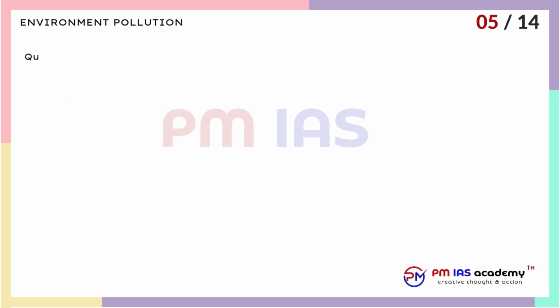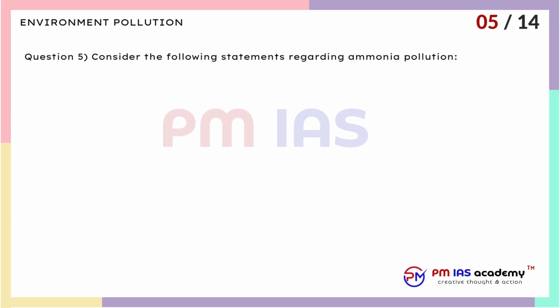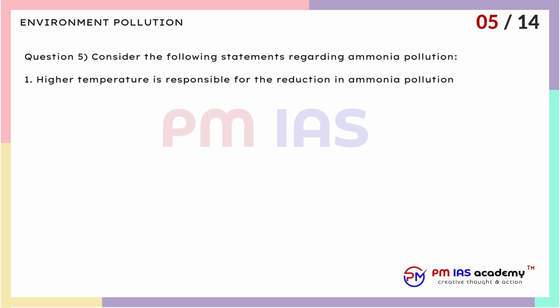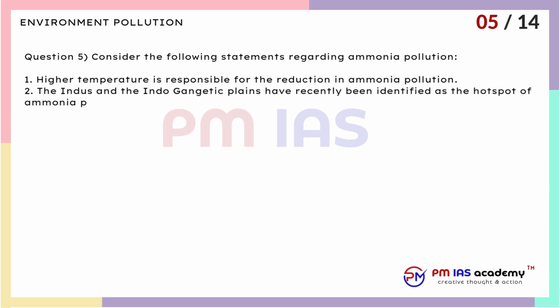Question 5. Consider the following statements regarding ammonia pollution. 1. Higher temperature is responsible for the reduction in ammonia pollution. 2. The Indus and the Indo-Gangetic plains have recently been identified as the hotspot of ammonia pollution. 3. Increased precipitation aggravates the level of ammonia pollution in the environment. Which of the statements given above are incorrect?